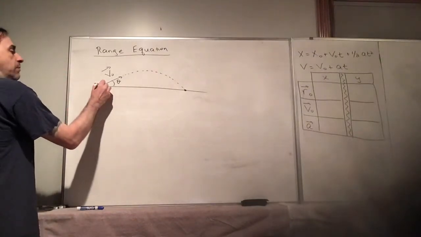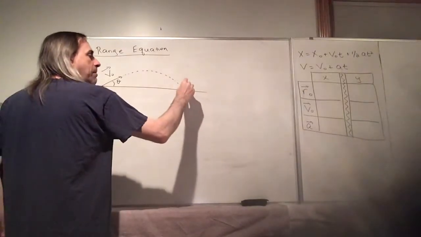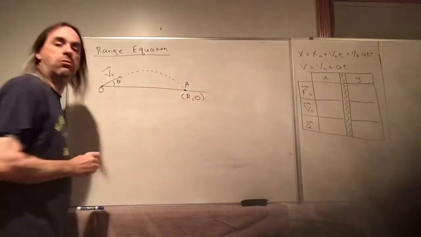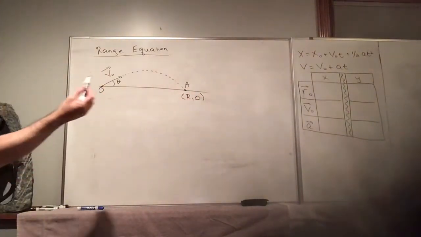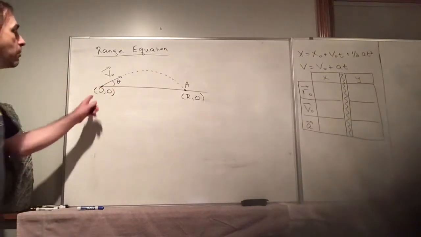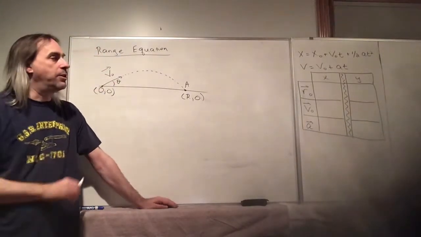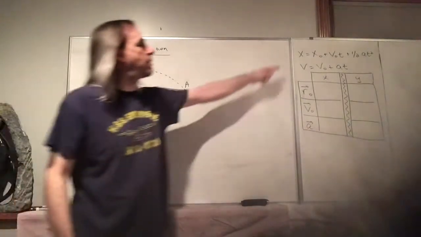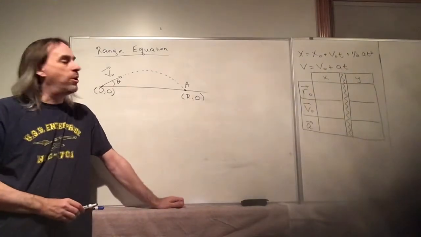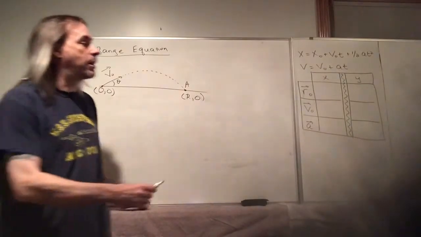Let's say the origin is the launching point, and it's going to land at point A, where it'll have coordinates r, 0, where r is the range. Here we can call the launch point 0, 0. We have our basic equations to describe the position and velocity of the object, and I made a table that we're going to fill out as well. So let's start filling out our table.